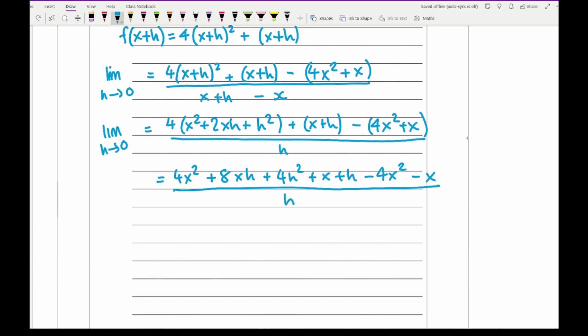h again. Then from here, what I can do is just simplify that top, in which that's disappeared. So here, just simplifying, the 4x squared cancels with this, the x cancels with that. So all that I'm left with is 8xh. Now remember, that's not 8 times h, that's x. 8xh plus 4h squared plus h all over h. Then from this, I can then cancel the h's out. So all that I'm left with is 8x plus 4h plus 1.